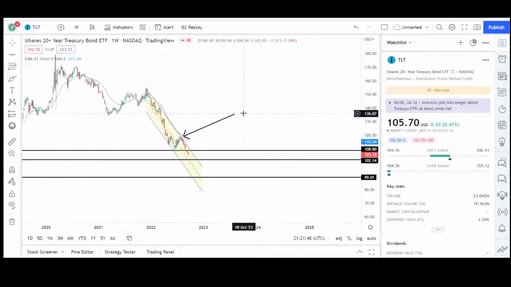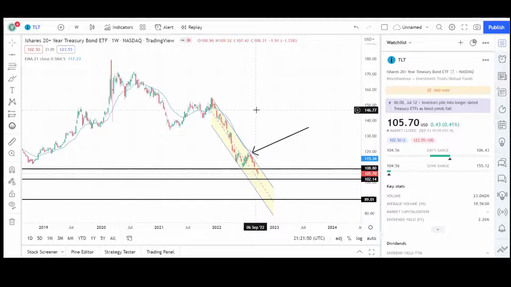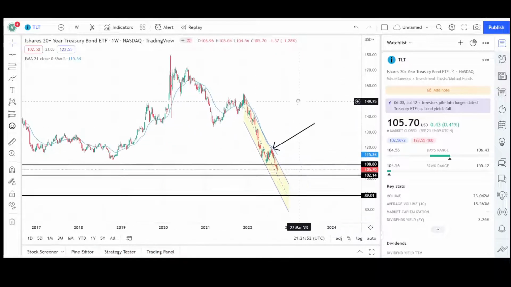Basically looking for lower price targets on the daily and weekly charts, and I'll give you guys an update next week Saturday.